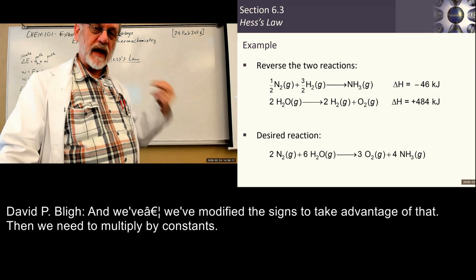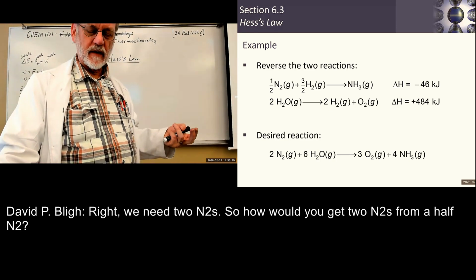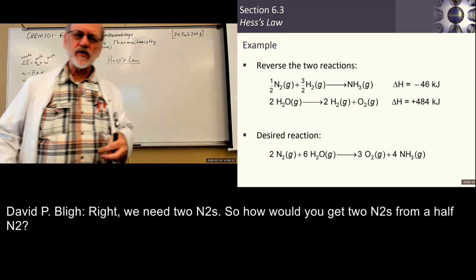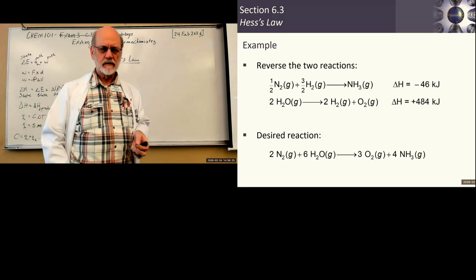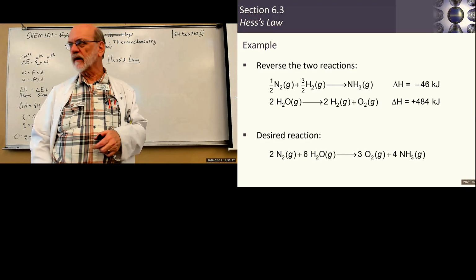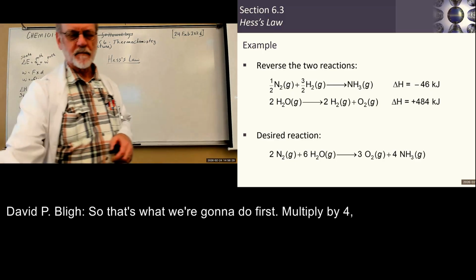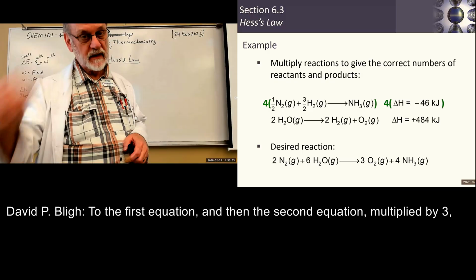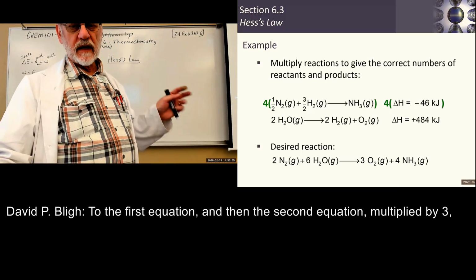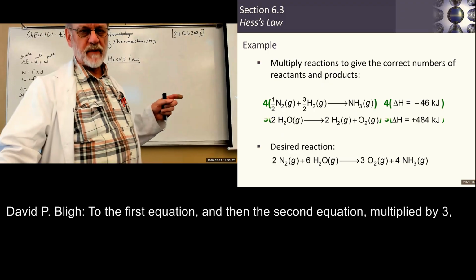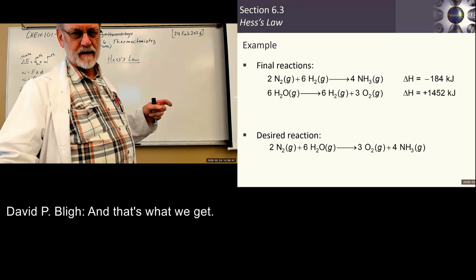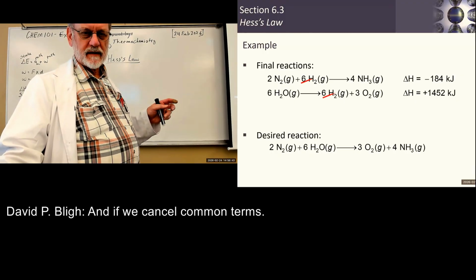Then we need to multiply by constants. Right? We need two N2s. So how would you get 2 N2s from a half N2? Multiply by 4. Right? So that's what we're going to do first. Multiply by 4 to the first equation. And then the second equation, multiply by 3. And that's what we get.